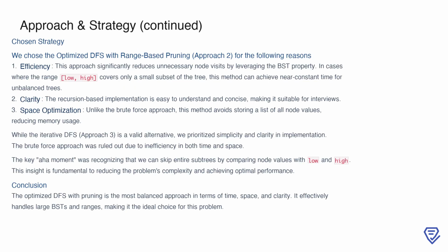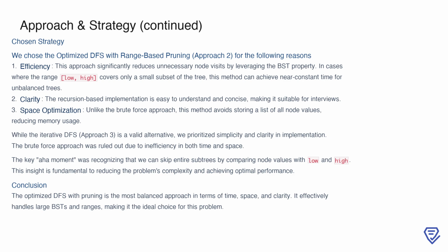After evaluating the different approaches, we chose the optimized DFS with range-based pruning as the best strategy for this problem. This method stands out for its efficiency, as it minimizes unnecessary node visits by leveraging the BST property. When the range, low, high, covers only a small subset of the tree, this approach can achieve near constant time performance for unbalanced trees. The recursion-based implementation is also concise and easy to understand, making it particularly suitable for interviews or scenarios where clarity is important.